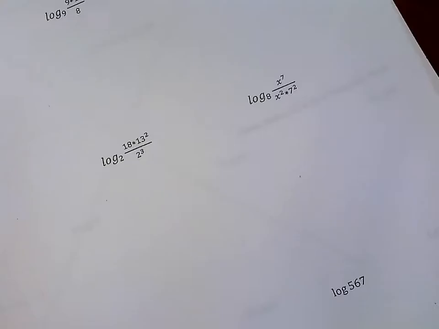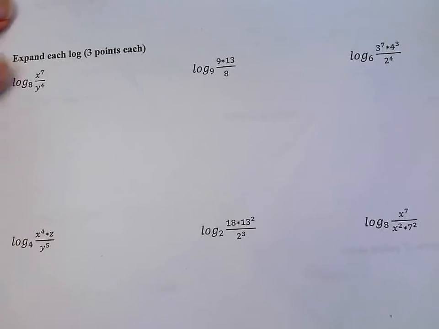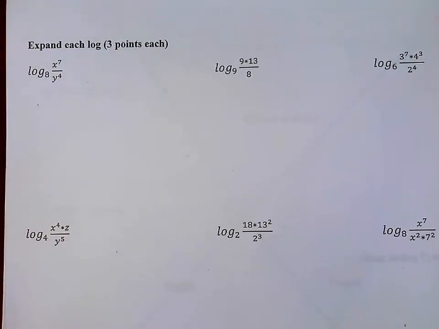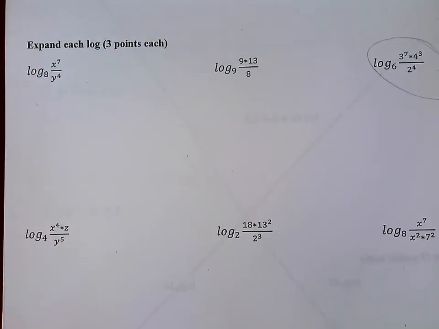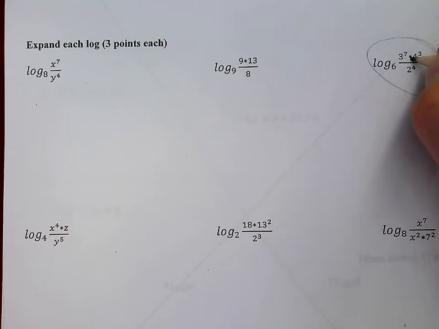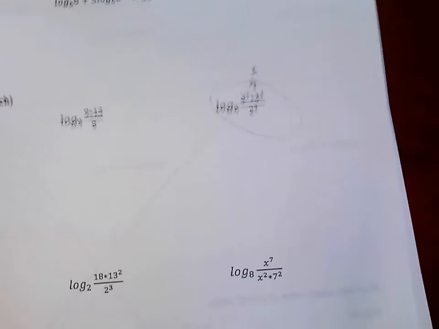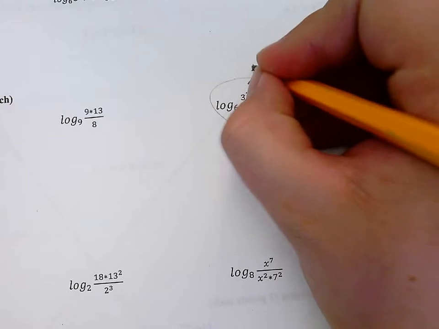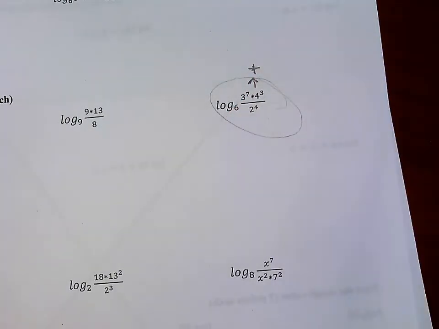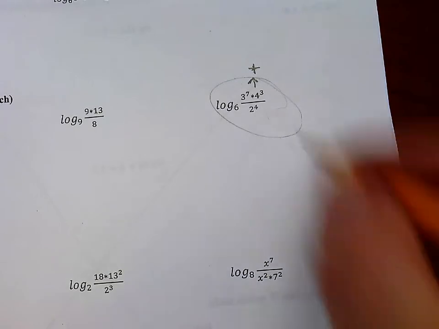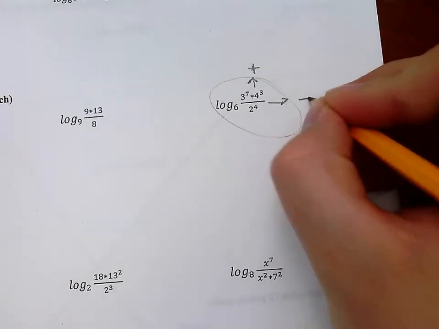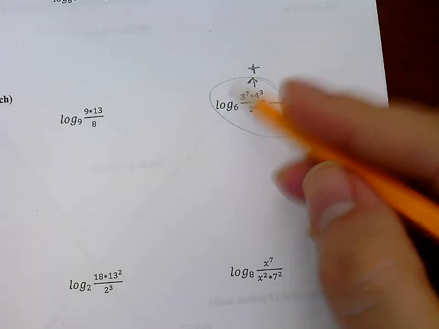Okay, so when we're expanding, I'm going to do this problem right here, because this is probably one problem that contains everything that we can do. So first, let's look at what's happening. We see a multiplication sign. I know that's going to be a plus sign at some point, because multiplication is the same as addition when it comes to logs. And then we have this division sign here. I know that's going to become subtraction at some point. So everything was condensed to this.